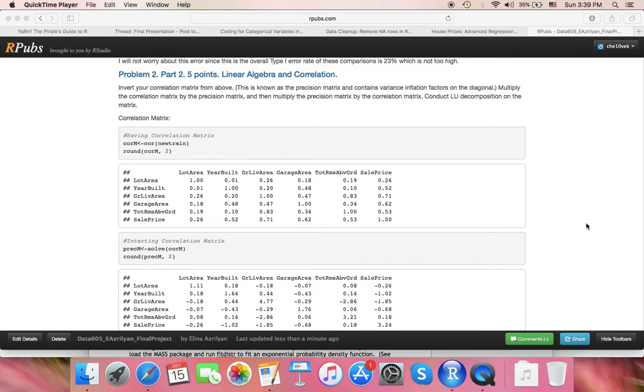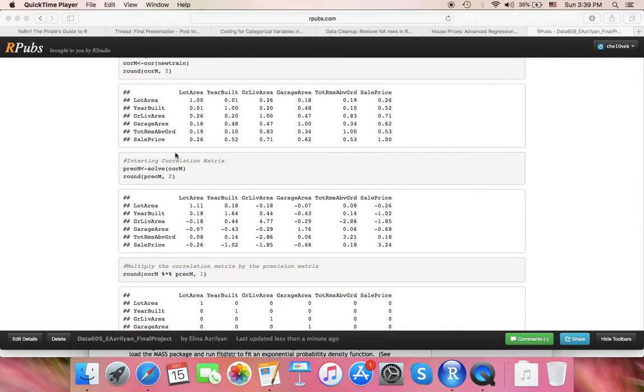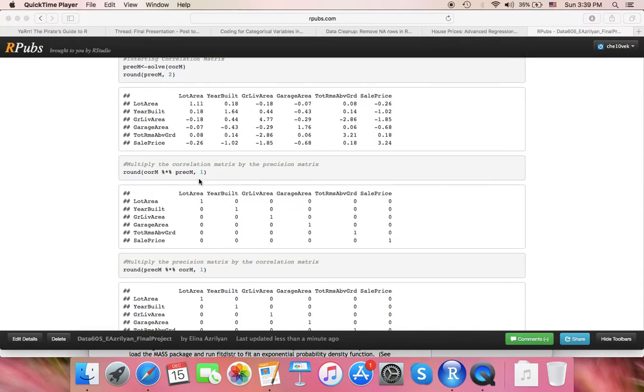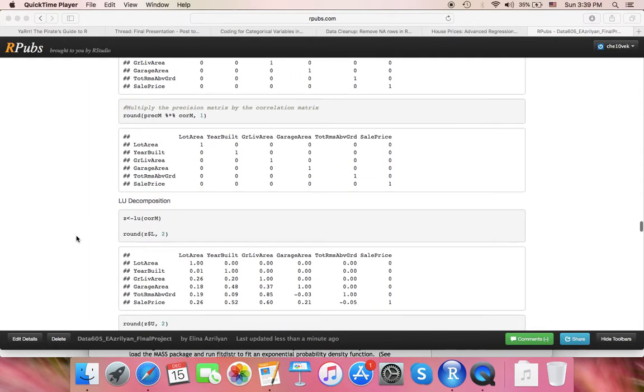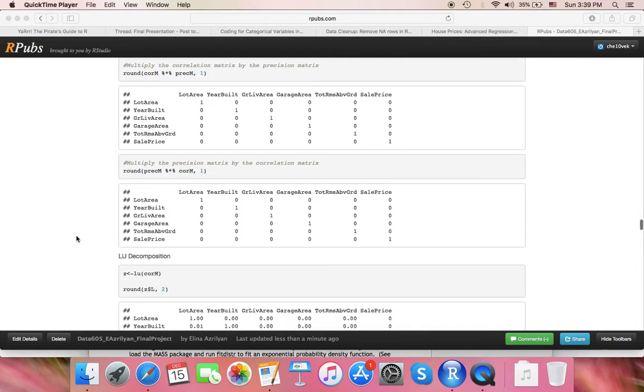We inverted the correlation matrix and then also conducted an LU decomposition. So here is the inverted matrix. So here's our original matrix. Here's the inverted matrix. And I multiplied the two just to make sure that we got an identity matrix as a result. And I did it both ways, correlation to precision and then precision to correlation.